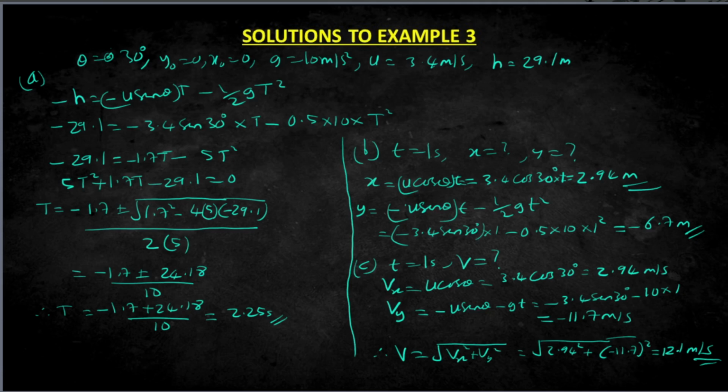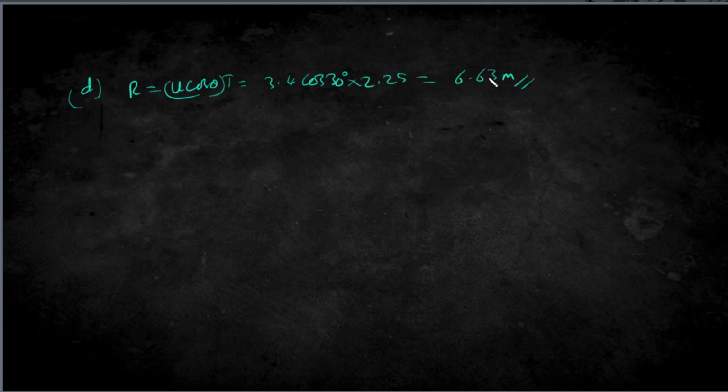Let's see, how do we find the d part? The d part says we have to find the range. R is u cos theta times t. Our u is 3.4 cos of 30 degrees. Our time of flight here is 2.25. Multiply, you are going to have 6.63 meter. So you see, that is how we are able to find the range, just like what we did that time.